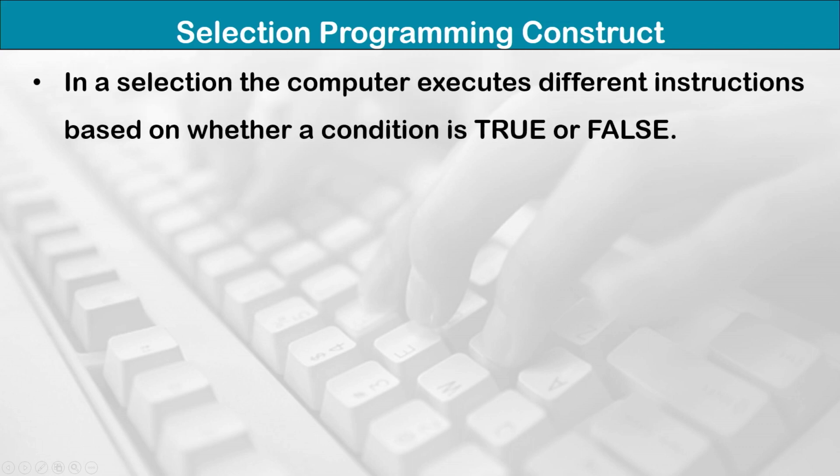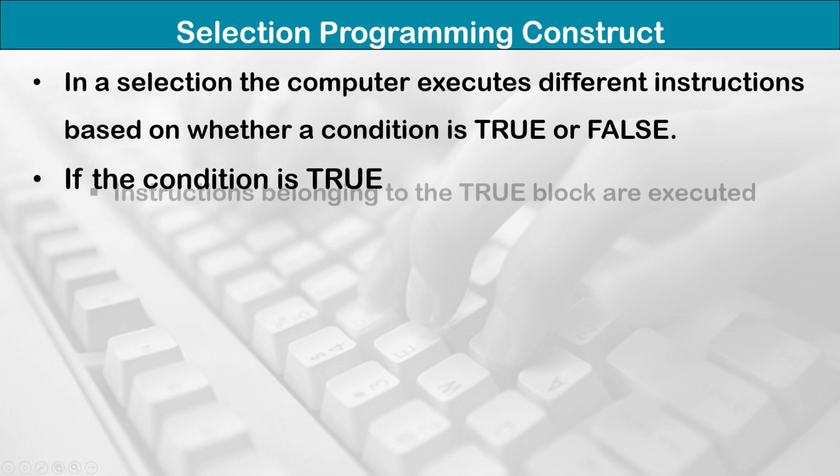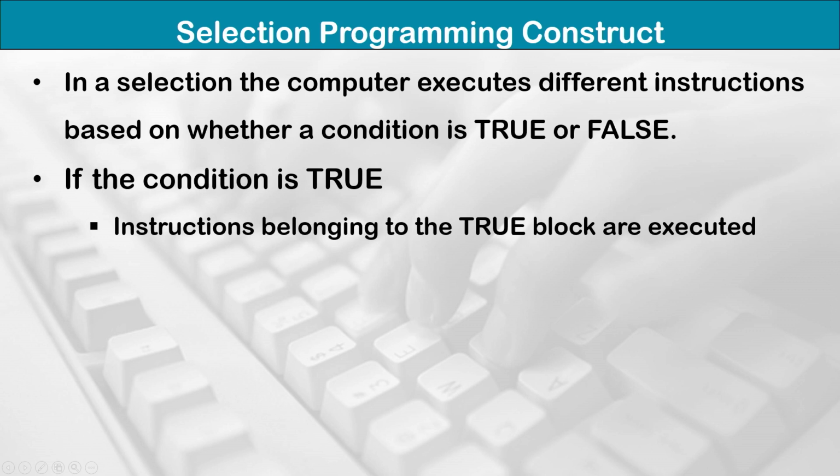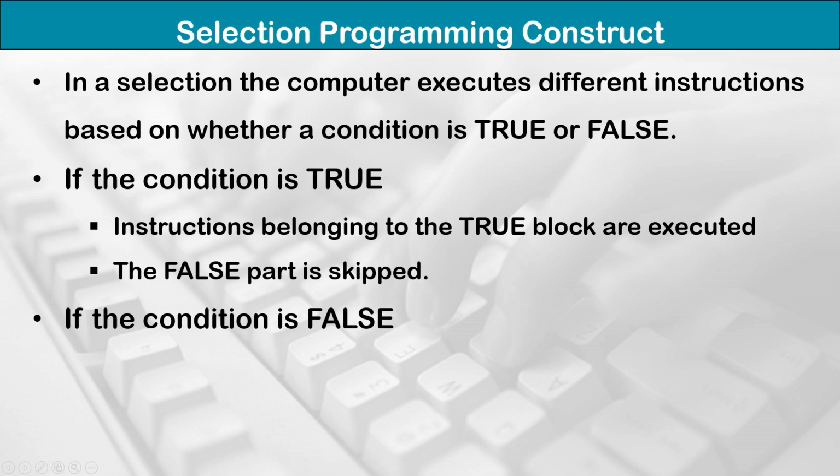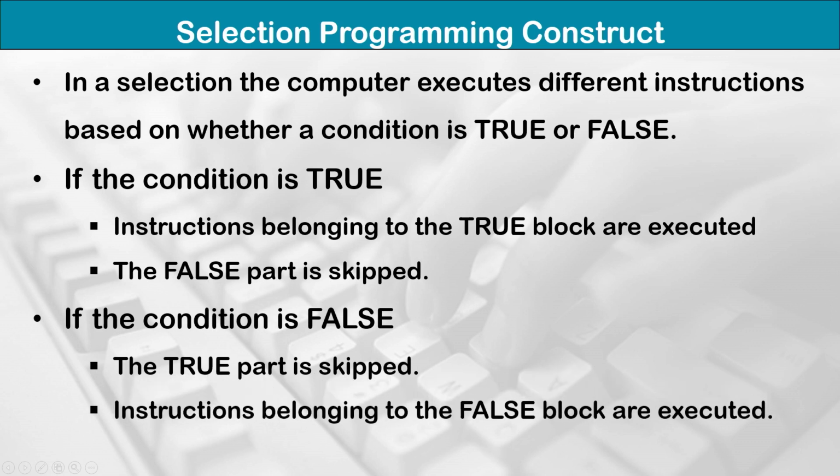In a selection, the computer executes different instructions based on whether a condition is true or false. If the condition is true, instructions belonging to the true block are executed. The false part is skipped. If the condition is false, the true part is skipped and instructions belonging to the false block are executed.